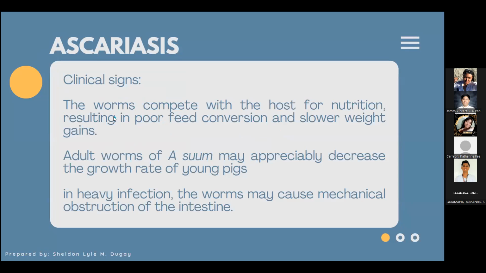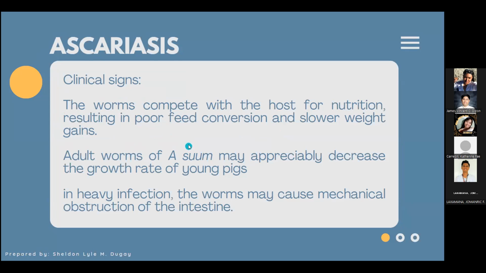Clinical signs, the worms compete with the host for nutrition. Kaya makikita natin na nagkakaroon sila ng weight loss kasi dahil nakikipag-agawan ng nutrition yung mga worms, konti na lang yung napupuntang nutrition dun sa pig. So nagkakaroon sila ng weight loss, tapos bumababa yung feed conversion rate and slower yung weight gains nila.